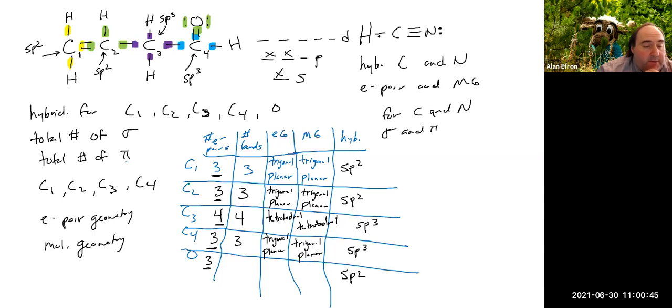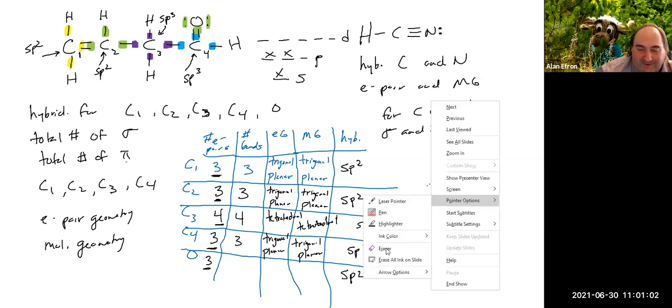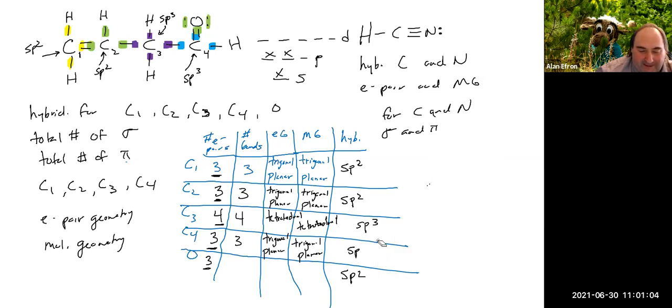Yeah. So carbon number 4, you said. Yeah, carbon number 4 is sp3 because... I wrote it wrong. It's actually sp2. Thank you. Carbon number 4 is sp2. I apparently wrote it wrong there. I think I might have said it right, but I might have written it wrong. It is sp2. Sorry about that.